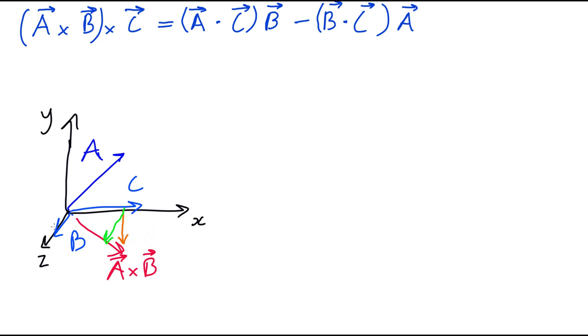Now if we have a look, this can make sense, because if we have a look at our equation here, a dot c is no longer 0.